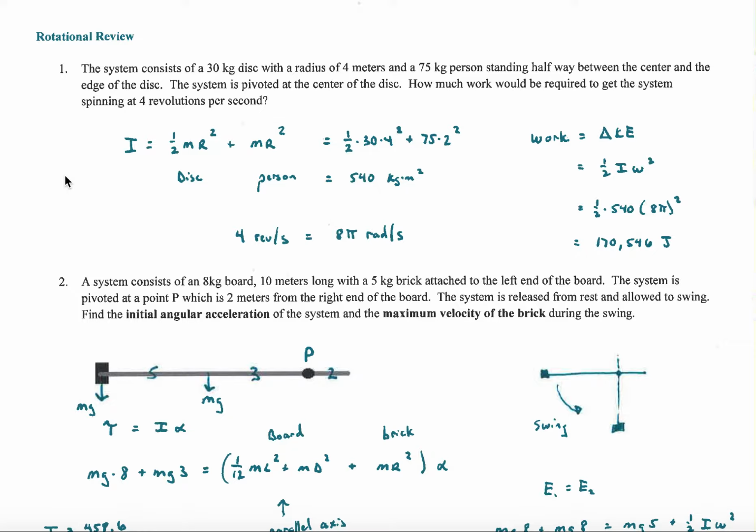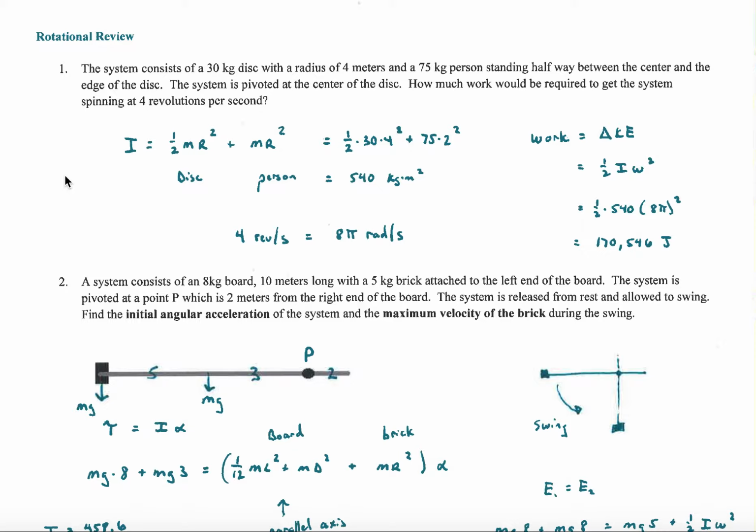of all the parts. So it's the disk plus the person. So you get the moment of inertia to be 540. You do know that it's rotating at 4 revolutions per second, which is a frequency, and you need it to be in omega. But remember, if you rotate 4 times around per second, then you're doing 8 pi radians per second, because every time you rotate, it's just 2 pi. So all 4 of those rotations times 2 pi gives you 8 pi radians per second.